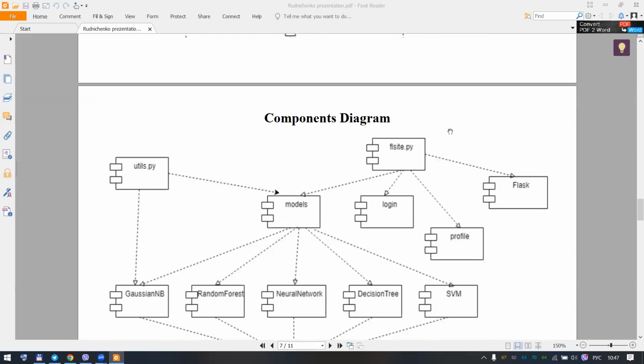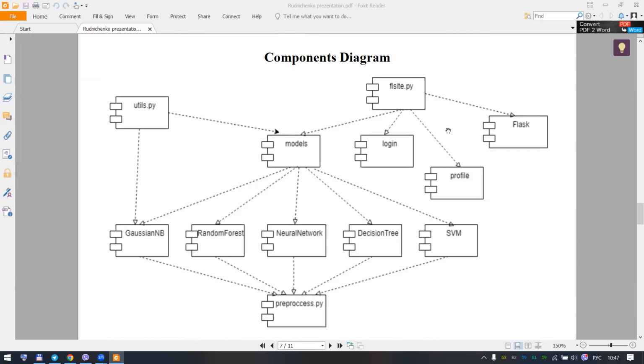On this slide, we can see the components diagram with the main components of our system model, which includes the models component, the utils component, and five different components for each algorithm of machine learning that we used. Gaussian naive Bayes, random forest, neural networks. There are two types of model, perceptron and deep neural network. The decision tree and support vector machine model.